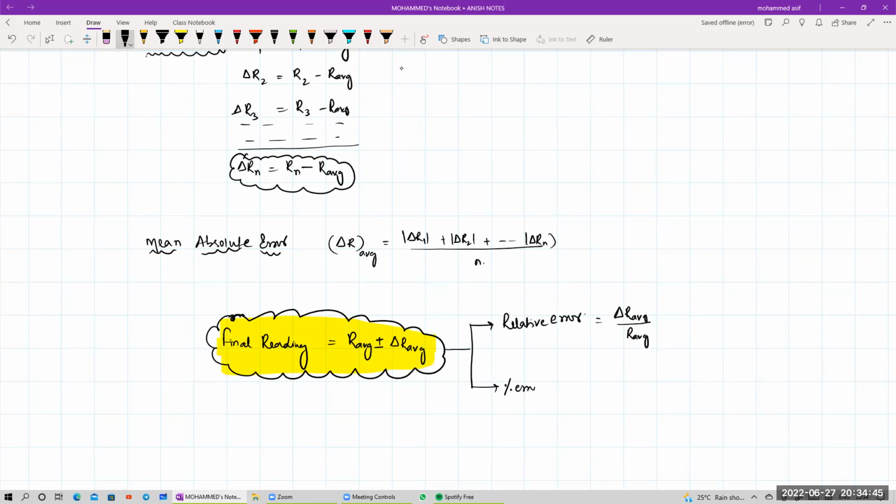How do you write your percentage error? Percentage error is equal to delta R average divided by your R average, into 100. Relative error is equal to your delta R average divided by the true value. Percentage means multiplied with 100. Relative error into 100 will give me the percentage error. Clear?